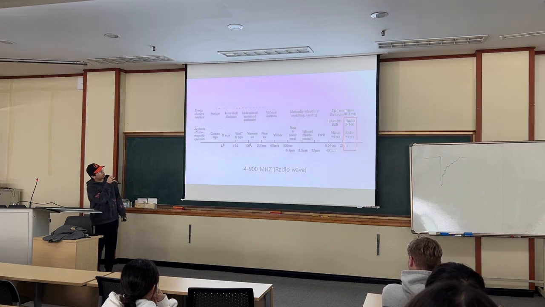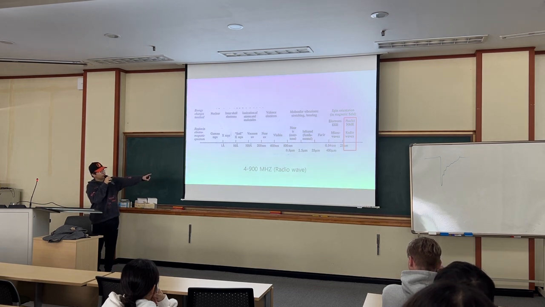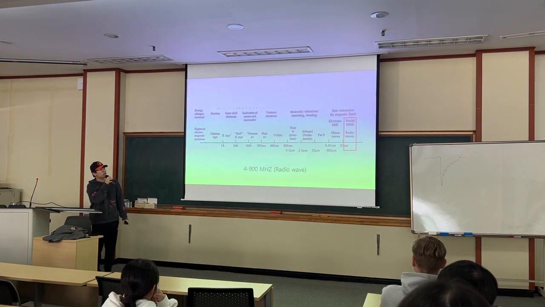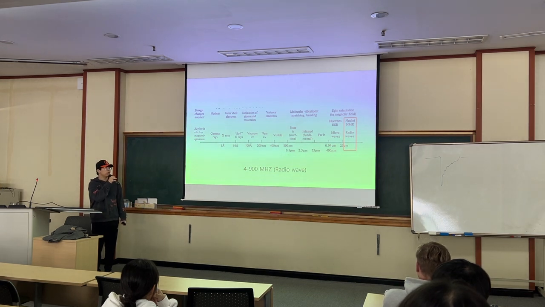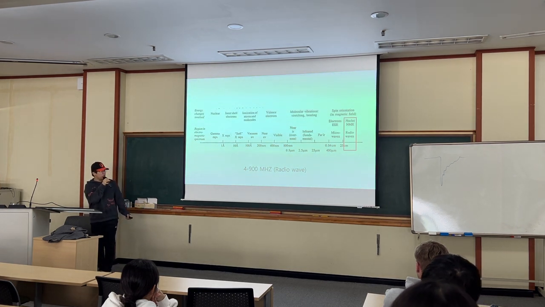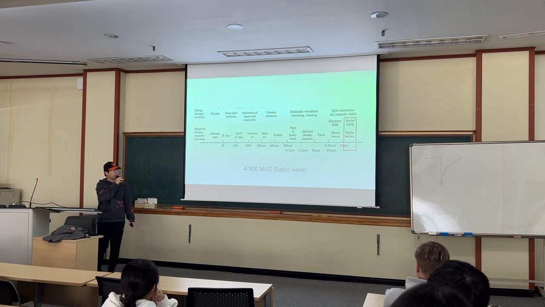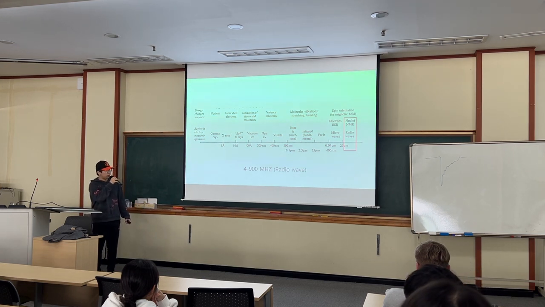So, as in the picture, there are nuclei in NMR in radio waves. In NMR we mostly use the range of 400 to 900 megahertz, and it's a radio wave.